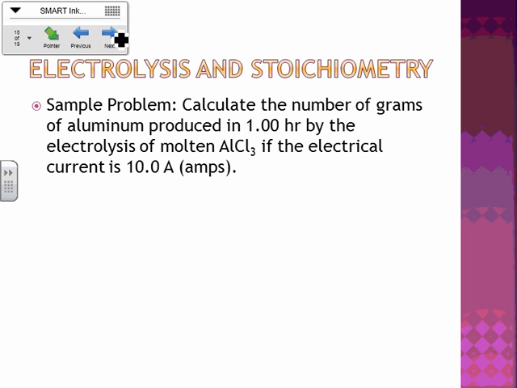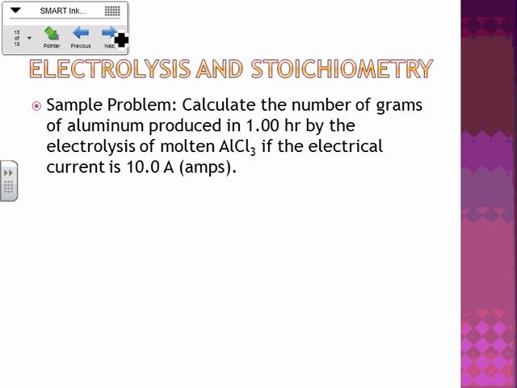Sorry, I know that was a long chart. All right. So calculate the number of grams of aluminum produced in 1 hour by the electrolysis of molten AlCl3 if the electrical current is 10.0 amps. All right. First rule, stoichiometry. Now we're going way back. Balanced chemical equation, all right?